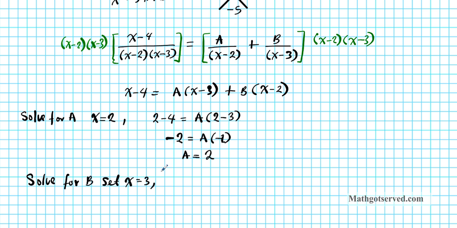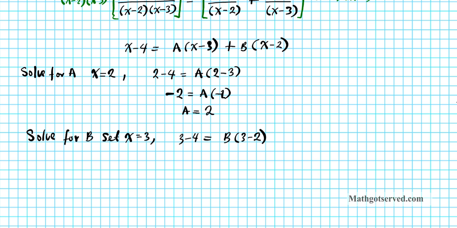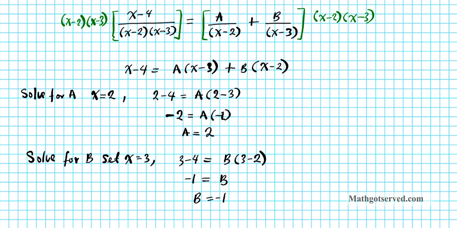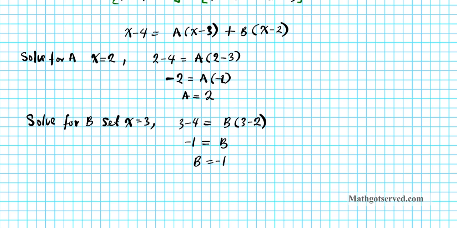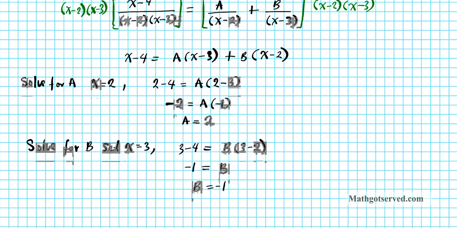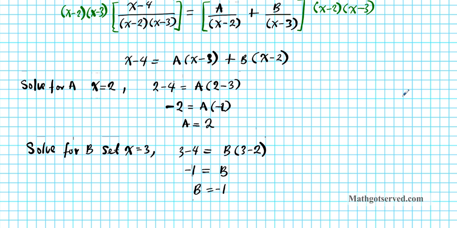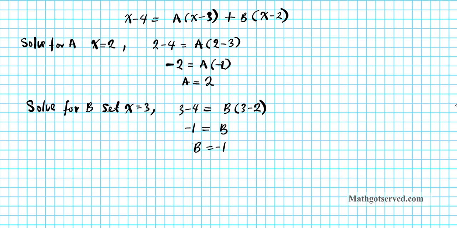So let's go ahead and do that. If we do that, we're going to have 3 minus 4 on the left equals, this becomes 0, so we drop it, b times 3 minus 2. All right, so let's go ahead and solve this. If we solve this, we're going to have negative 1 equals b. So b is equal to negative 1. That tells us what the decomposition of this function is.